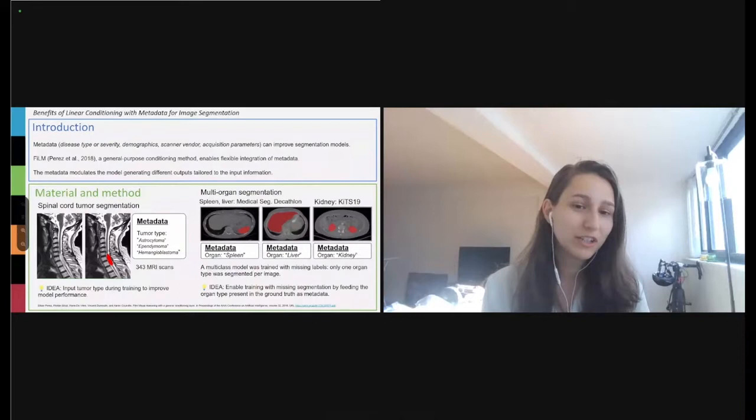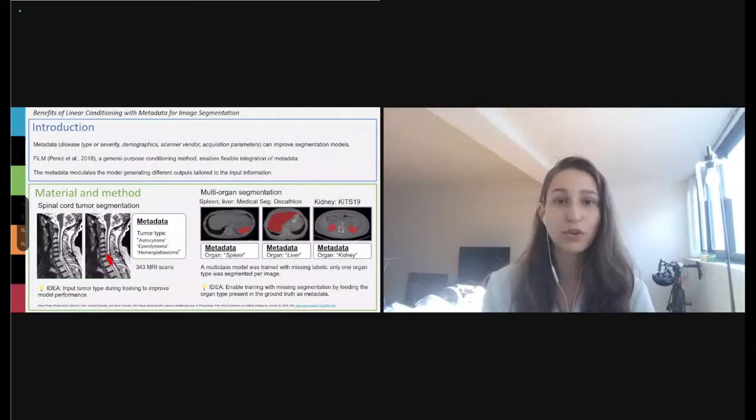So we adapt FiLM, which is a general purpose conditioning method, but for image segmentation. The key idea is to learn some affine coefficients during the training that are specific to the input metadata. And then we apply these affine coefficients to the feature map of the model to ultimately modify the final prediction, to hopefully improve the prediction. Our results show an improvement of 5.1% of Dice score when inputting the tumor type in the context of spinal cord tumor segmentation. For more applications of this method, please refer to our paper. All our code is open source and I am happy to answer any questions.